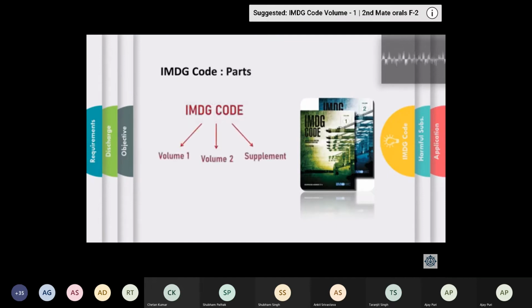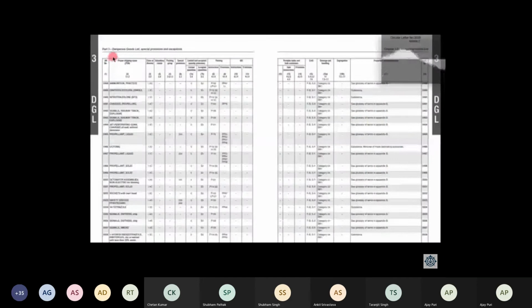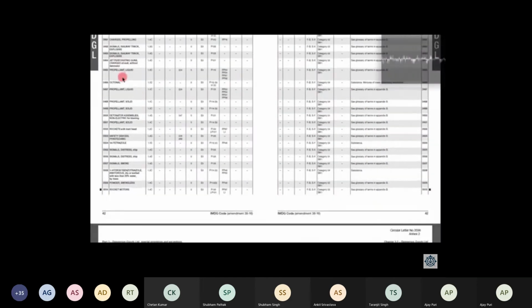As I told you, the IMDG code comprises 3 books: Volume 1, Volume 2, and the supplement. Volume 1 of the IMDG code contains general provisions, classification of dangerous goods, and guidelines on packing, marking, and transporting dangerous goods, while Volume 2 contains the dangerous goods list. It is a list of dangerous goods carried by sea, and whenever the letter P is given against a substance in the DG list, it means that that substance is a marine pollutant. This is the dangerous goods list which is given in Volume 2 of the IMDG code.